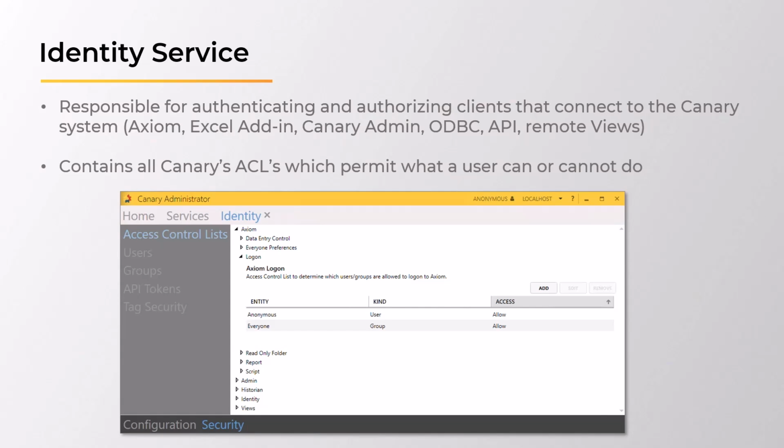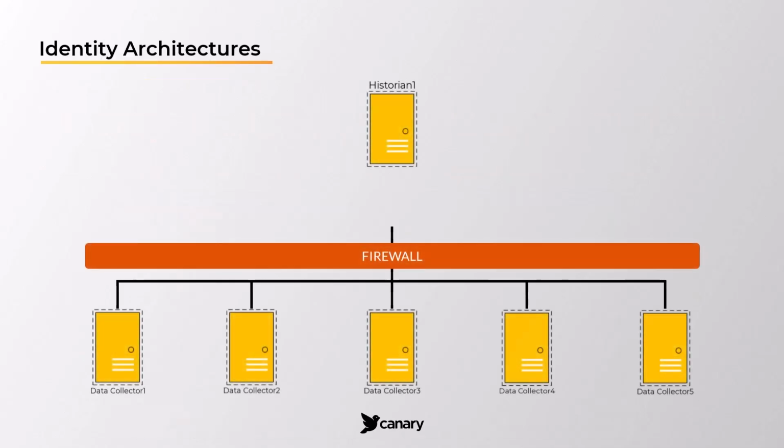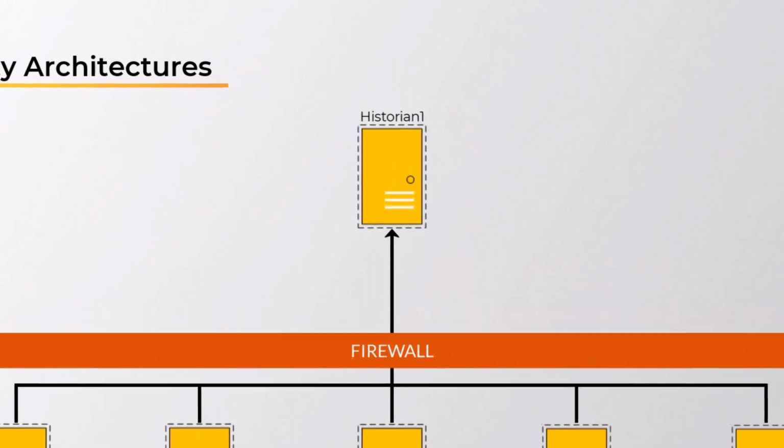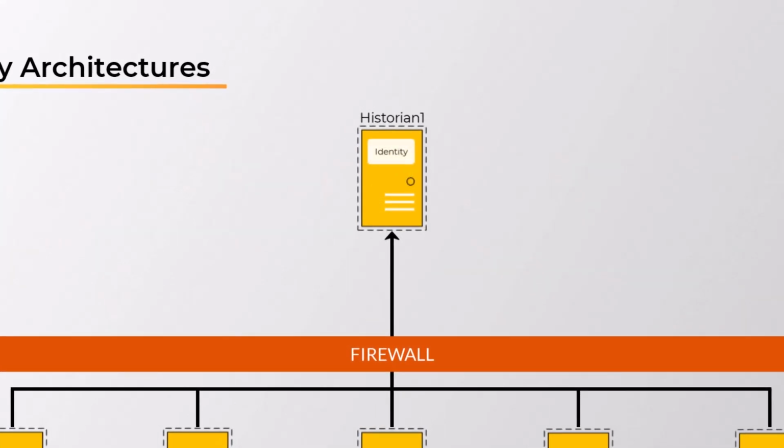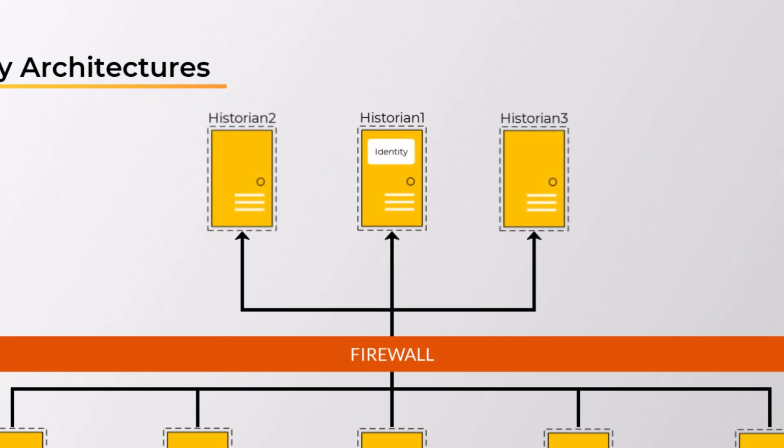Because several Canary services must connect to the identity service to authenticate and authorize its users, the identity service must be installed somewhere on the network where it can be reached by these other services. Typically, it is installed local to the historian. At most, only one identity service is needed per network. If the network contains multiple historian and collector servers, they will all connect to the same identity service.